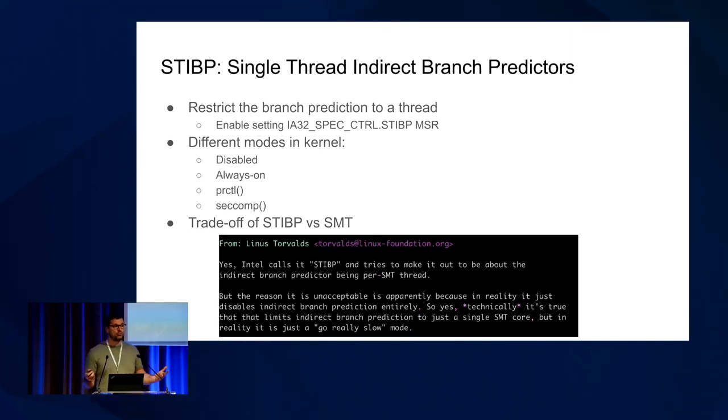So this is a mode where you can basically disable that. And that has a lot of performance cost. As you can see here, it seems like it's just disabling prediction at all, and disabling prediction is very expensive. So those are the hardware mitigations, top three by far.